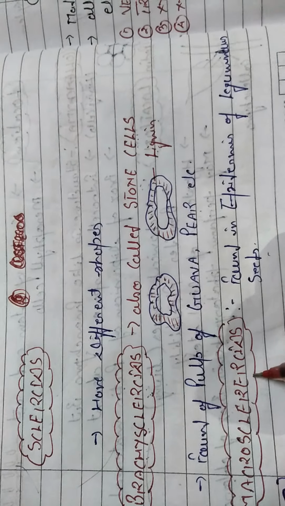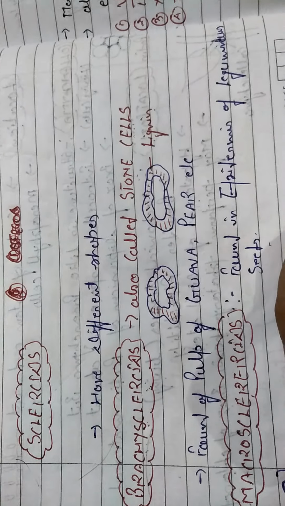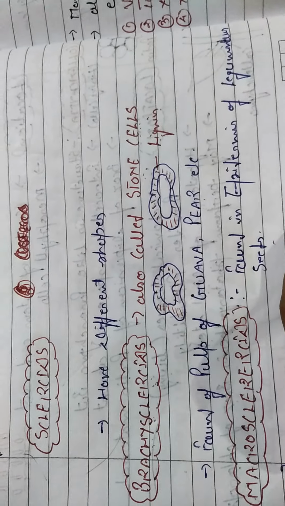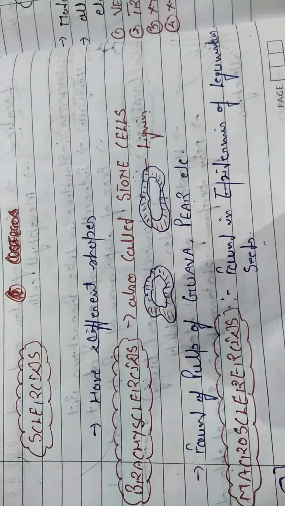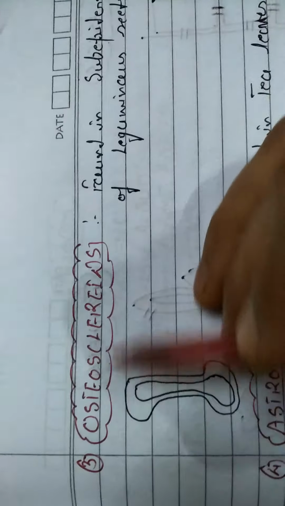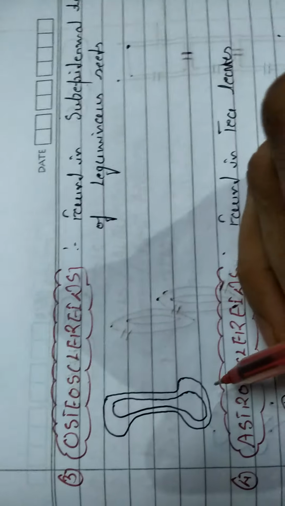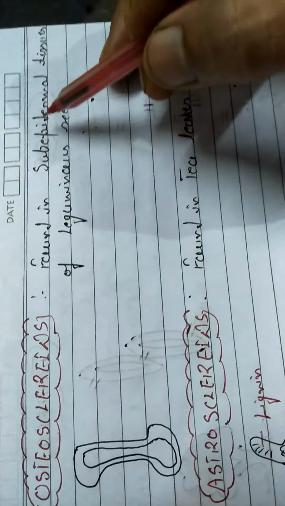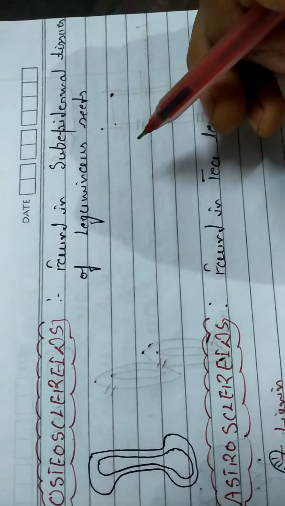Now macrosclereids are basically found in the leguminous seeds. The plants which bear pods, for example all types of pulses like pea, gram, they are all made up of macrosclereids. Next, osteosclereids. Osteo means a bone-like structure. They look like this. Clear? And they are basically also found in the leguminous seeds.